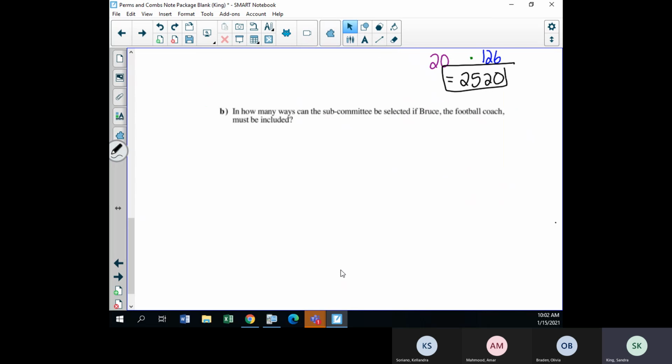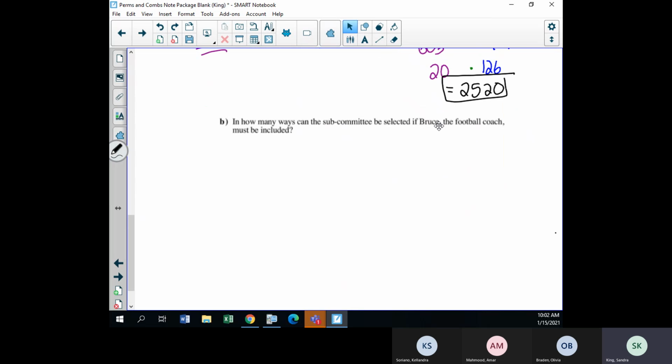How many different ways can a subcommittee be selected if Bruce, the football coach, must be included? Okay, so how we're going to do this one is we're making a subcommittee. Bruce is on the committee, and 3 females is on the committee, because remember it said exactly 3 females, Bruce is a guy.